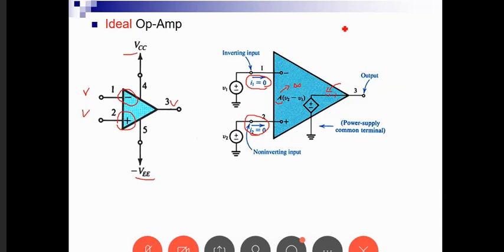Now, we can have ideal A, which is infinite, or we can have A which is finite, okay? So we always start with the ideal, where the currents are 0, the output resistance is 0, and A is infinite. If we tell you that it has finite A, only A is finite, you still maintain the current is 0 that is flowing into the branches. So it depends on what we tell you.